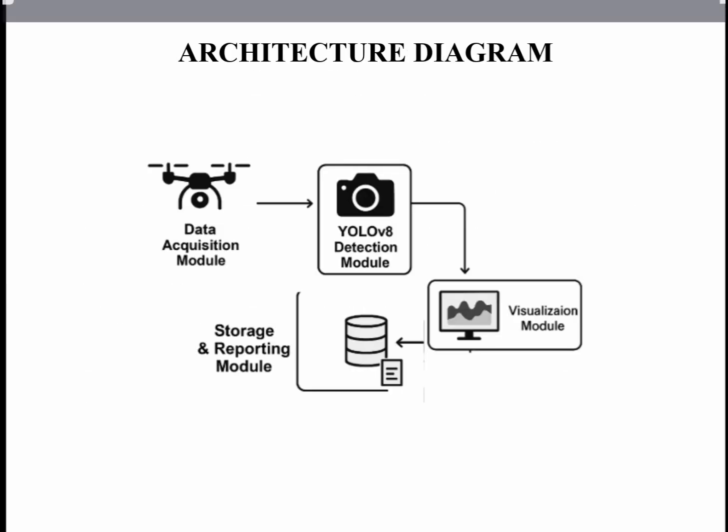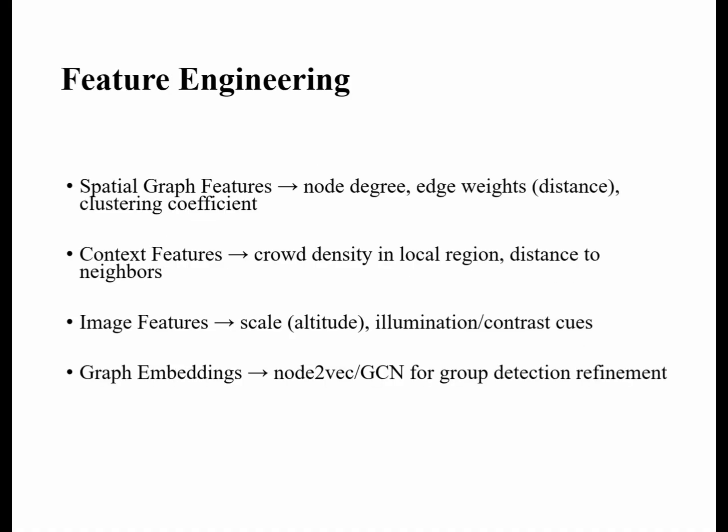Our system consists of two main modules, YOLO V8 detection and spatial graph construction. First, YOLO V8 detects people in aerial images, then spatial graphs are used to analyze neighboring crowd regions and improve localization accuracy. Feature engineering: we extract spatial graph features like node degree and edge weights, contextual features like local crowd density, and features such as scale and illumination. These features help improve crowd understanding in dense areas.